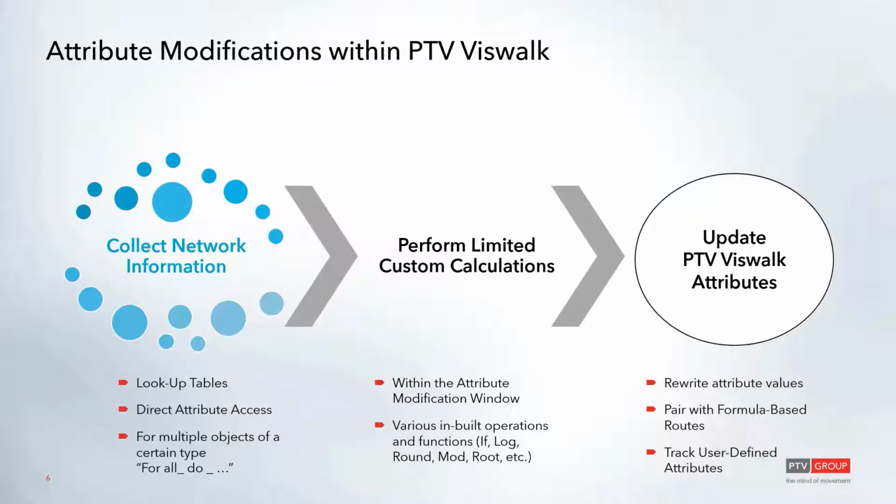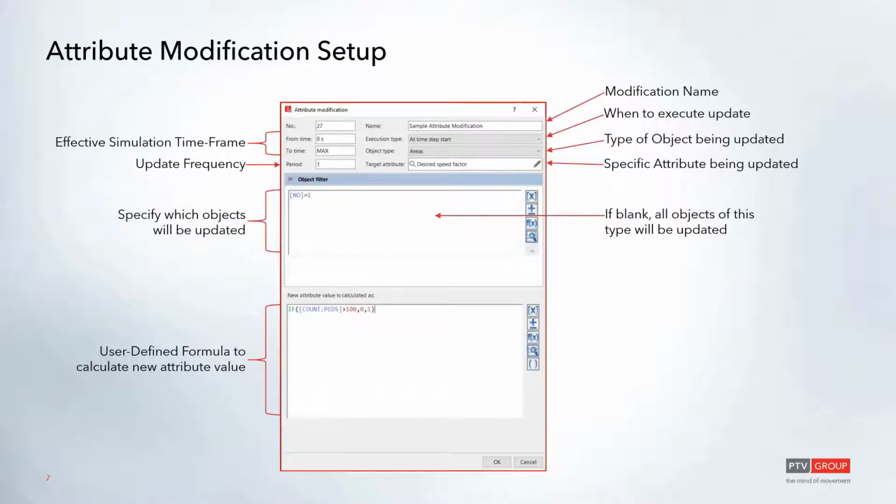Or you can use attribute modifications on network objects like areas, ramps, obstacles, or links. Within the attribute modification, you can again put in some custom calculations: if functions, logs, rounding, you can modulate, you can find the modulus, you can find the root, etc. And then you would write that back into existing attribute values, or compare it with formula-based routes or user-defined attributes as well.